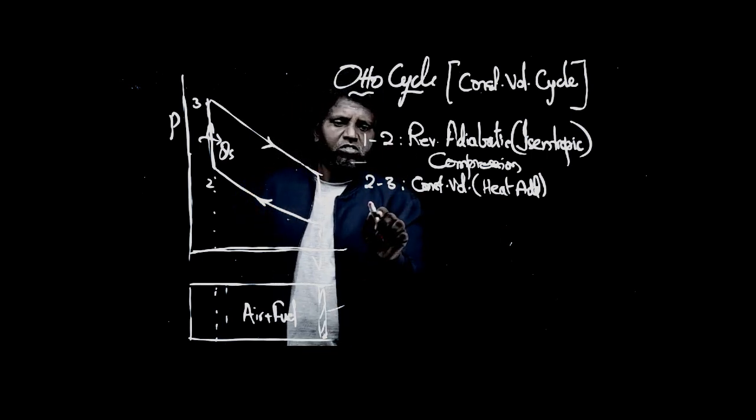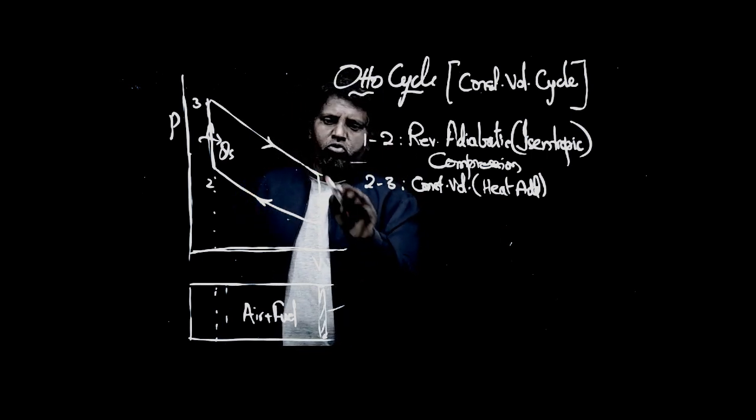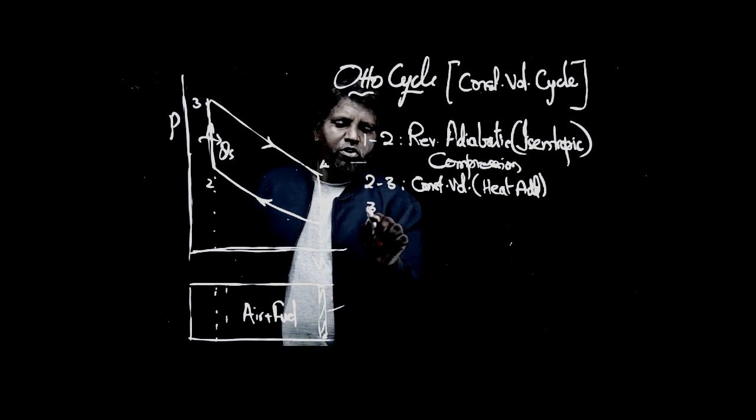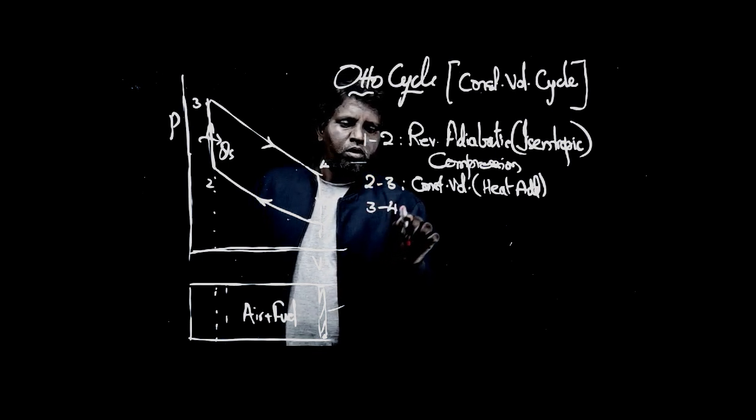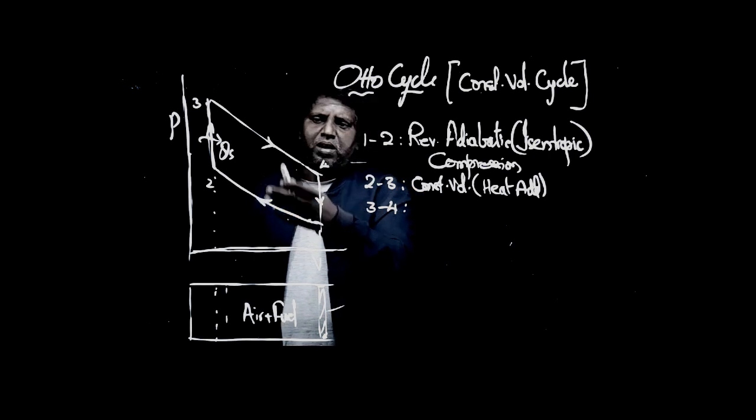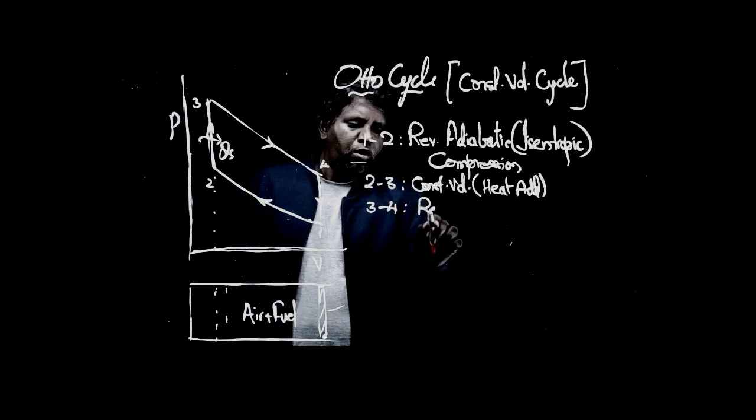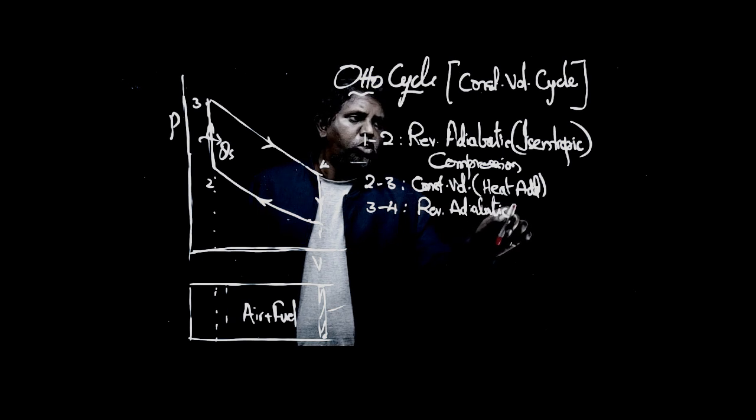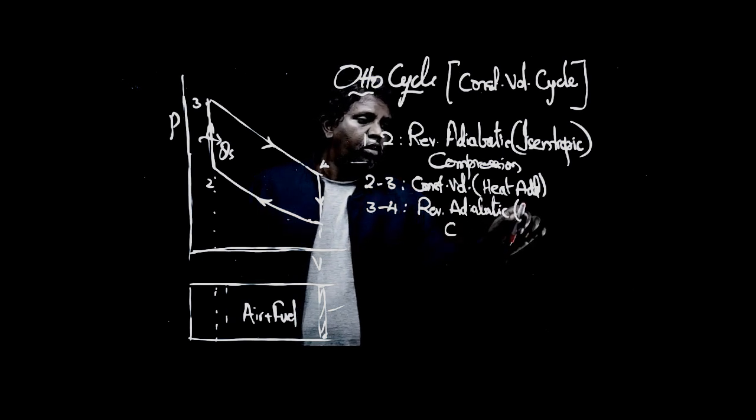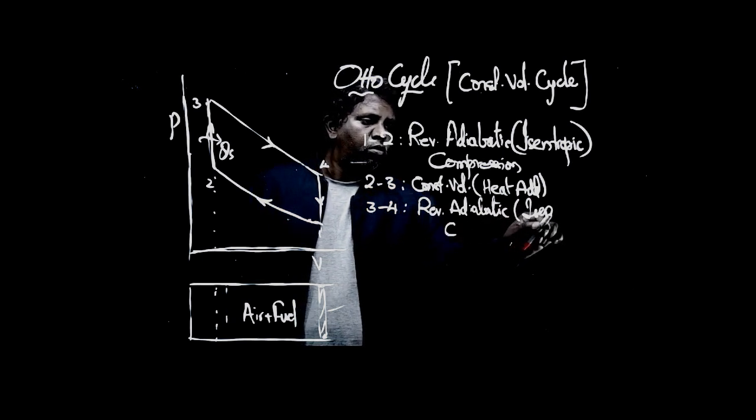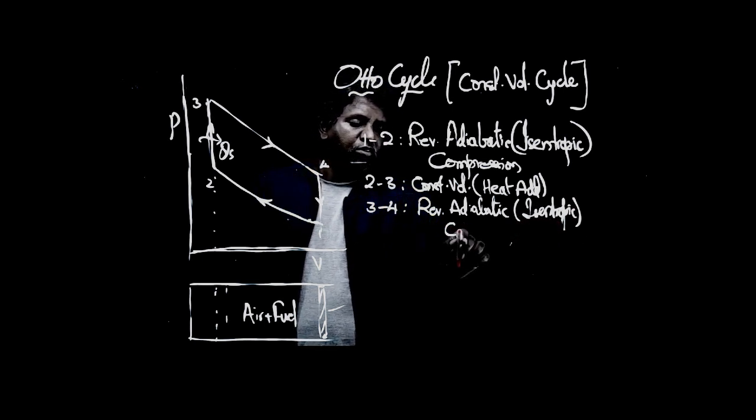Then next is followed by 3 to 4, which is again a reversible adiabatic expansion process. This is isentropic as well. We can name it isentropic. And this is an expansion process.